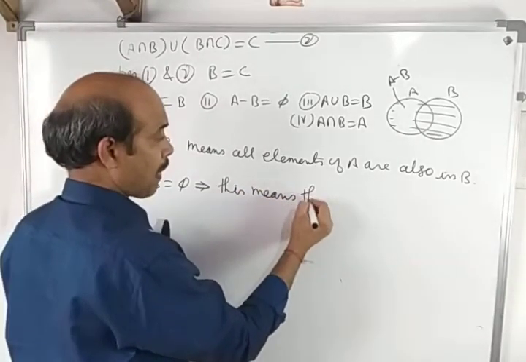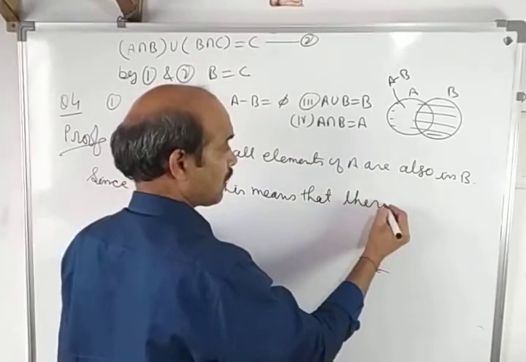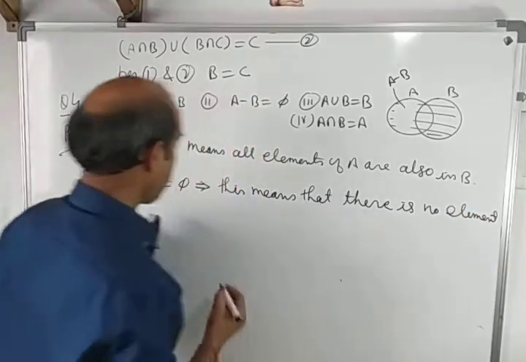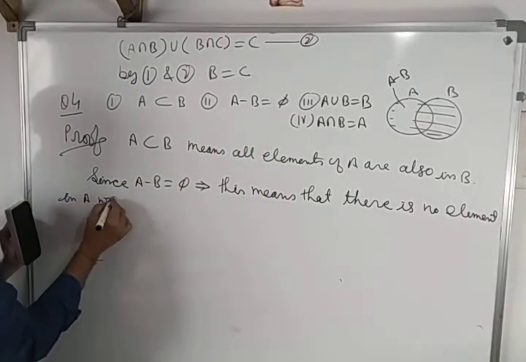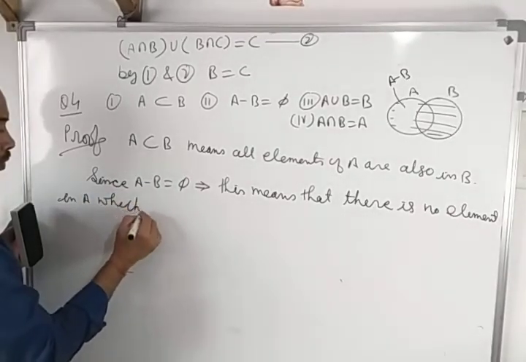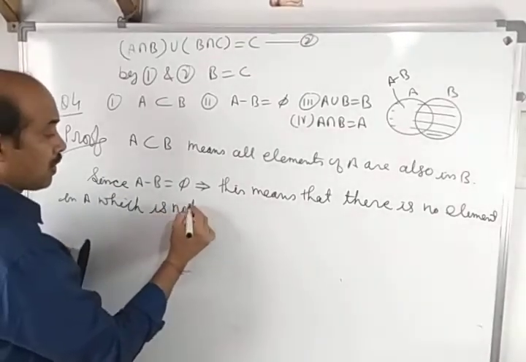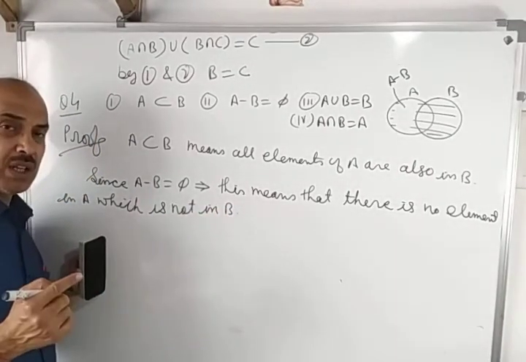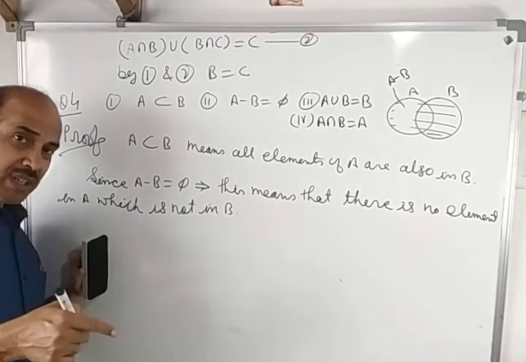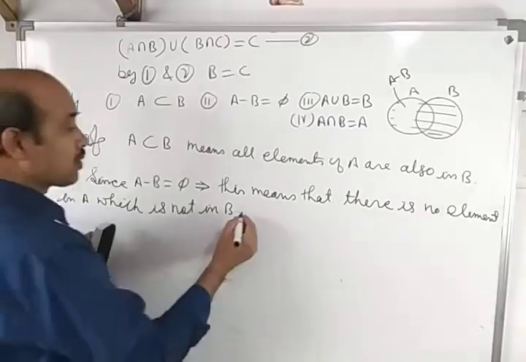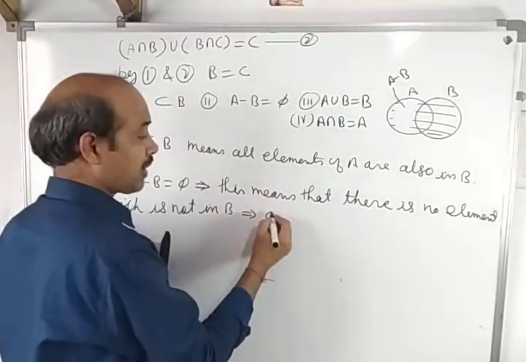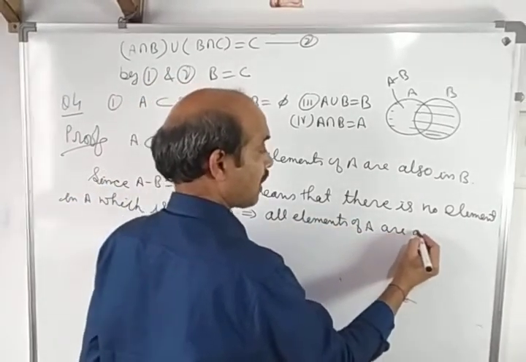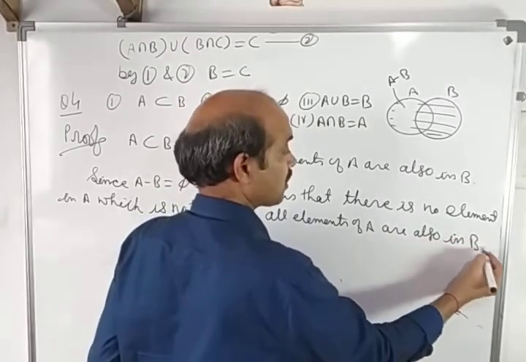This means that there is no element in A which is not in B. If no element in A is not in B, it means all the elements of A are in B. So this implies the same, that all elements of A are also in B.